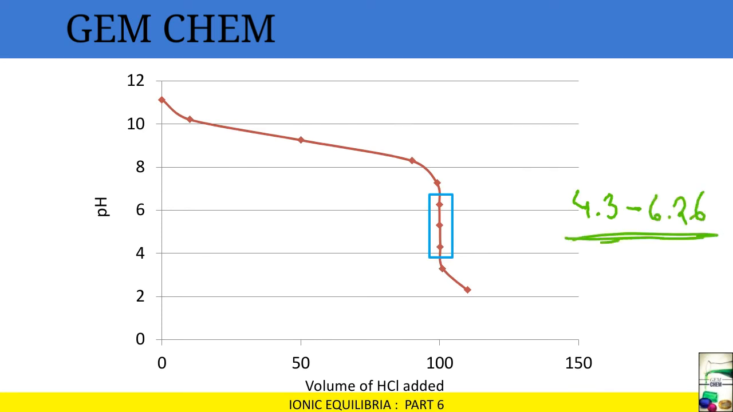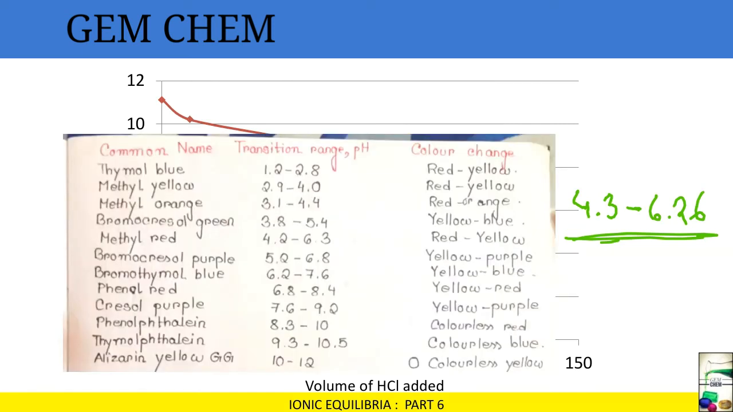Now, what kind of indicator is useful in this case? This is a very important question. So see here, if we consider the chart, then in this range lies bromocresol green, methyl red, that is this one, and also methyl orange. So these can be used, where methyl orange is certainly below, and bromocresol green is also a little below range but it also occurs, and this one is perfect, methyl red. So here in this case we can use any of these three indicators, that is bromocresol green, methyl red or methyl orange.